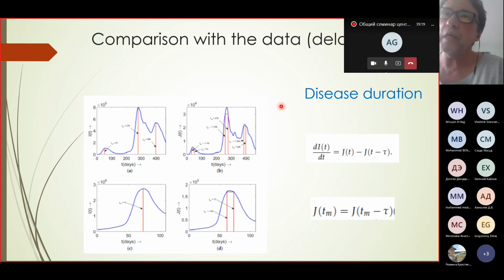So we take this function I of t, shown here in this left graph. At some moment of time, this function has a maximum, then the derivative di dt equals 0 here. This moment of time we call Tm. So at the moment of time Tm, we have this equality shown here. J of Tm equals J of Tm minus tau.